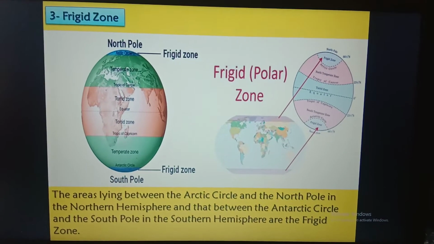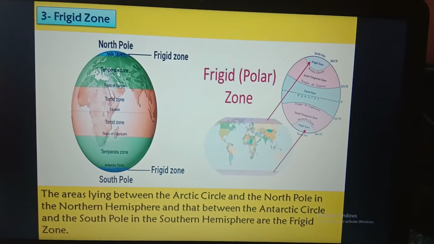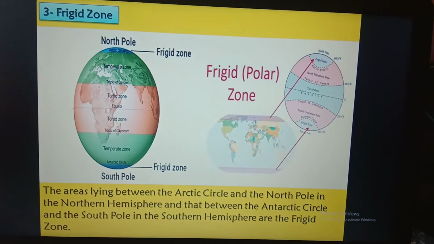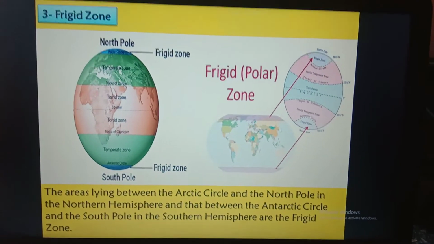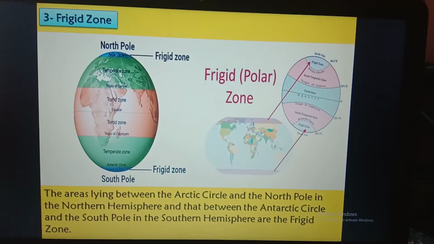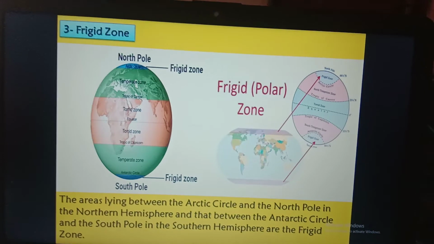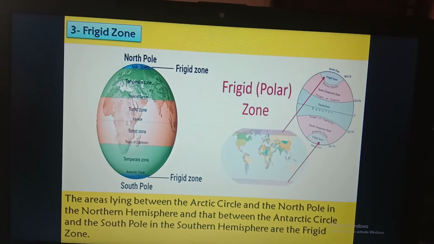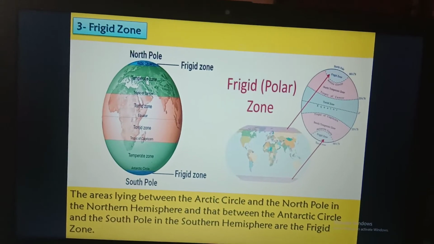The last and the third zone is frigid zone. The areas lying between the Arctic Circle and the North Pole in the northern hemisphere and that between the Antarctic Circle and the South Pole in the southern hemisphere are the frigid zone. The sun rays are slanting here. The frigid zone has a very cold climate and the area remains covered with snow throughout the year.